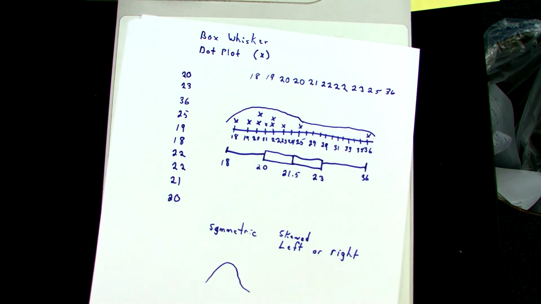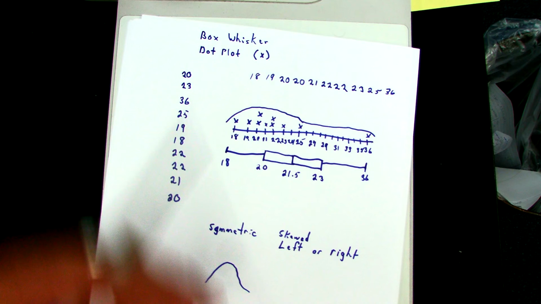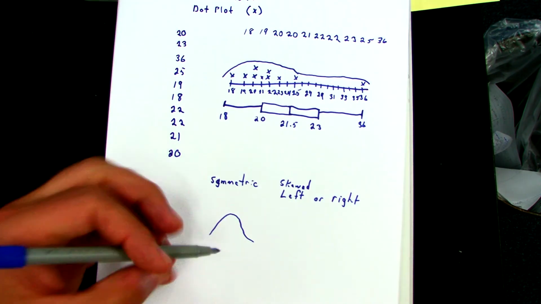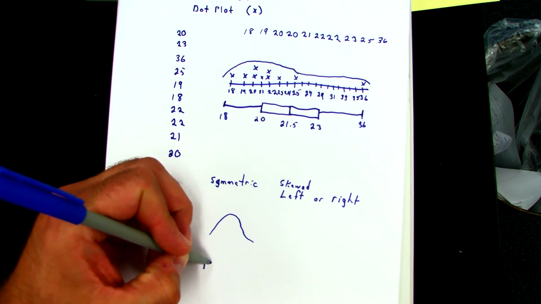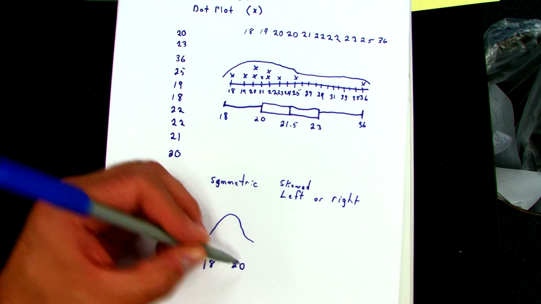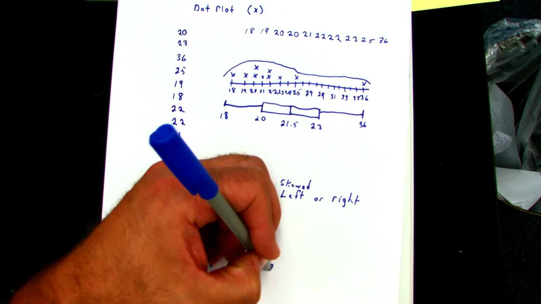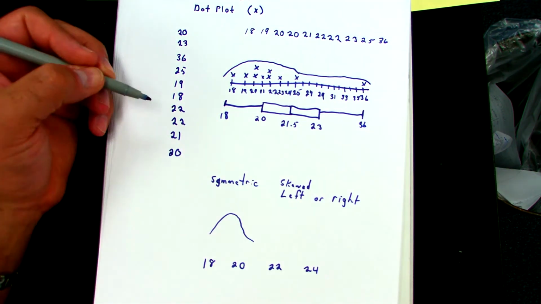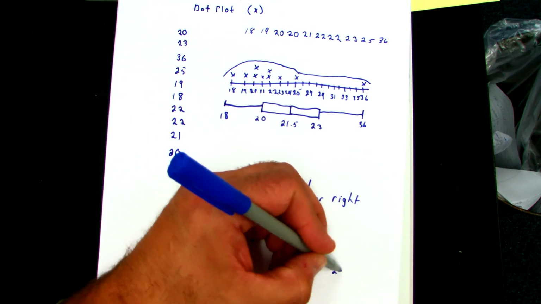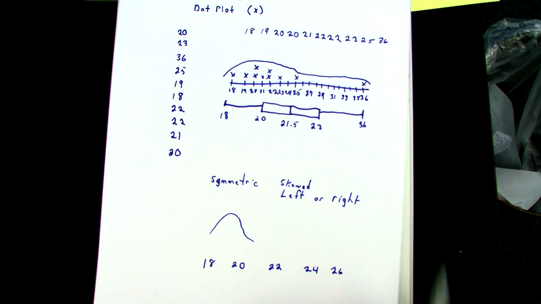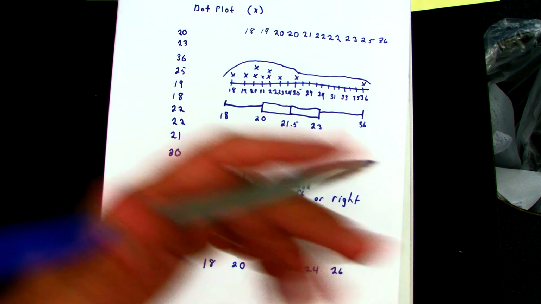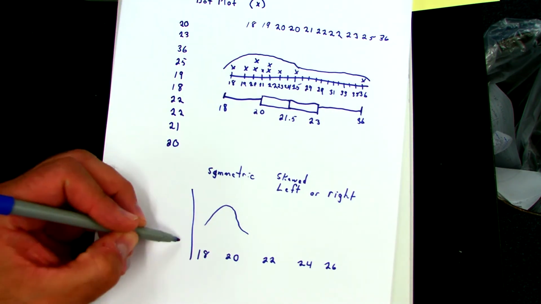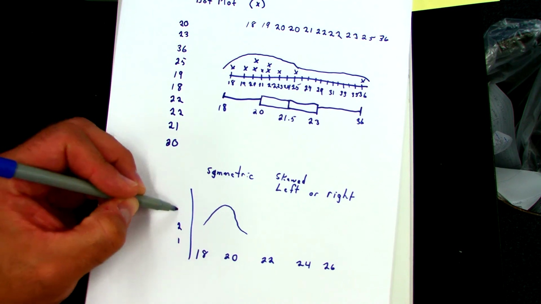If I wanted to do this as a histogram, I'd have to group the numbers. So I'd have to do something like this and create my own intervals. I'm going to go 18 to 20, 20 to 22, 22 to 24, 24 to 26, and I would keep going all the way out until I got to where my 36 was. And then on this side, I would put numbers. So this would be 1 team, 2 teams, 3 teams.